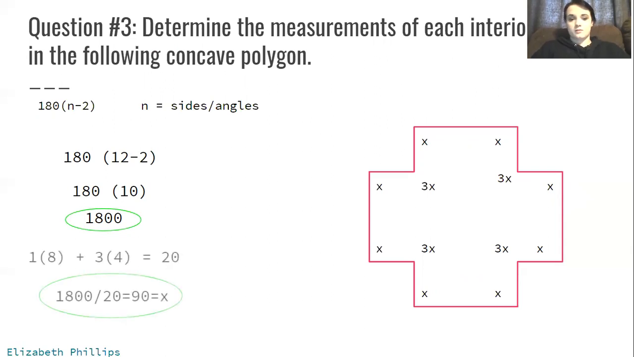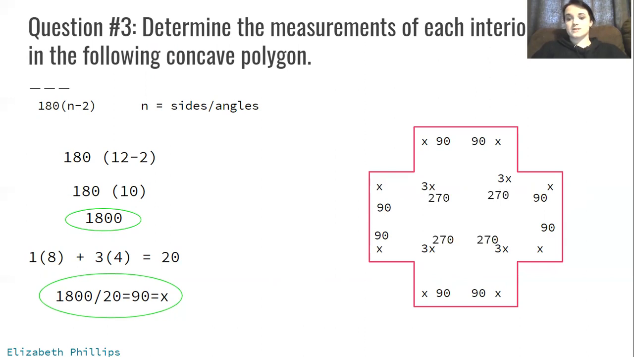And then we move on to the next step, where we add up all of our x's. So we have 8 x's, and then we have 4 of our 3x's. So we add all those together, we get 20, and we divide 1800 by 20, which will give us 90. So now we just plug in 90 for all of our x's, and we figure out what the measurement for each angle is. So for every x that we have in our figure, it's 90 degrees. And for every 3x that we have in our figure, it's going to be 270 degrees.